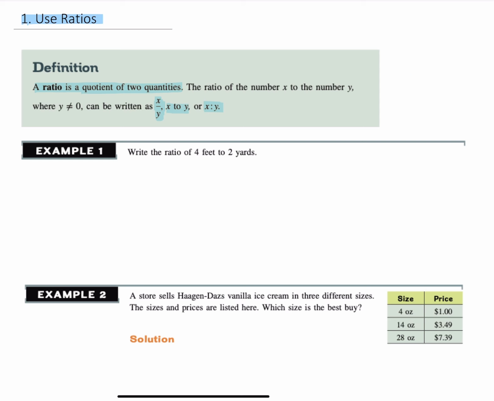Okay, so let's look at the first example. It's asking us to write the ratio of 4 feet to 2 yards. So we can imagine 4 feet on top of a fraction to 2 yards. And what we want with these is to get the same units. Notice the top is in feet and the bottom is in yards. So we will have to convert one of those to the other so that we can actually get a proportion. At the end, we want something without units in a way, like we want them to cancel.